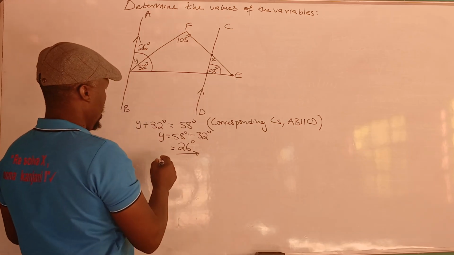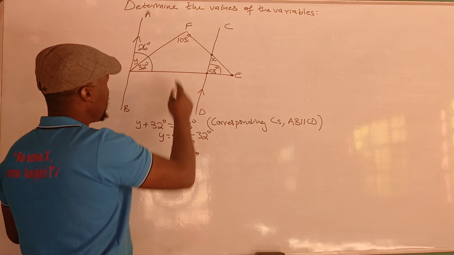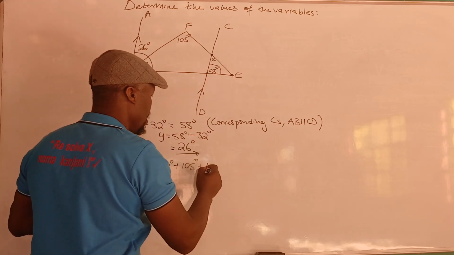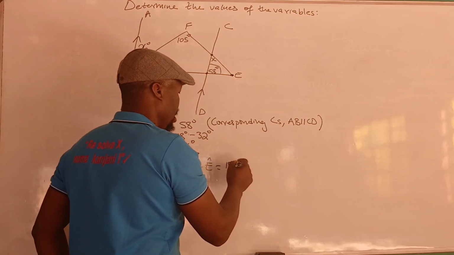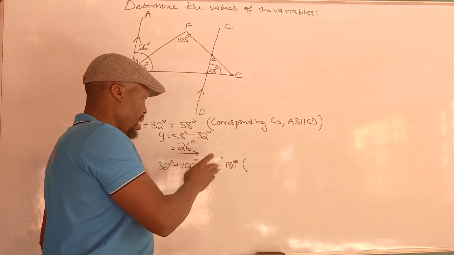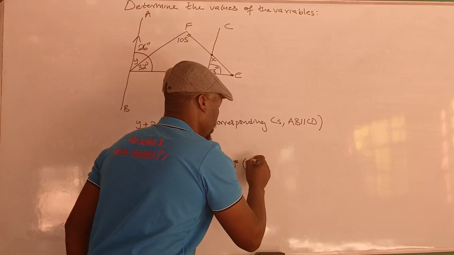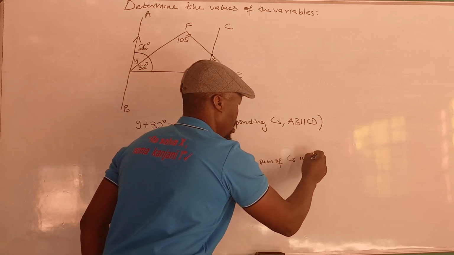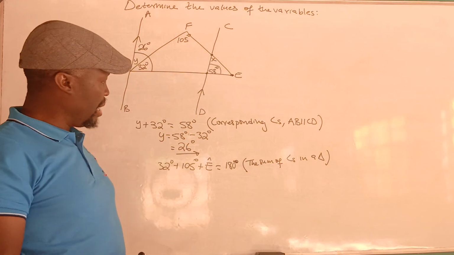We're going to say 32 degrees plus 105 degrees plus angle E. The sum of these three angles is 180 degrees. Why is that so? Because these are angles in a triangle. So the sum of angles in a triangle is 180 degrees.